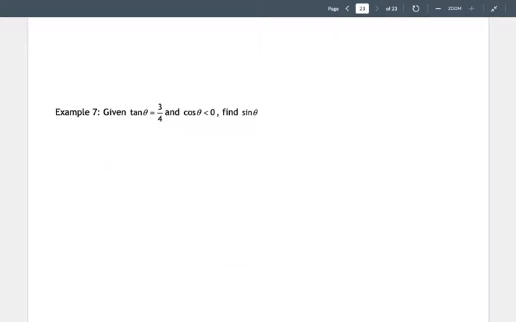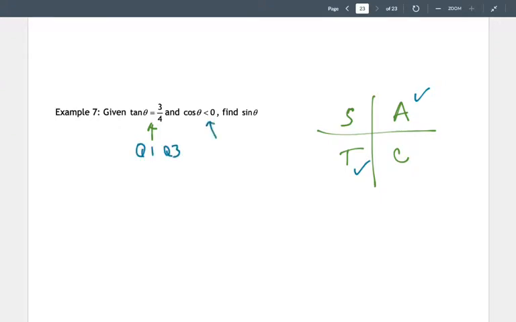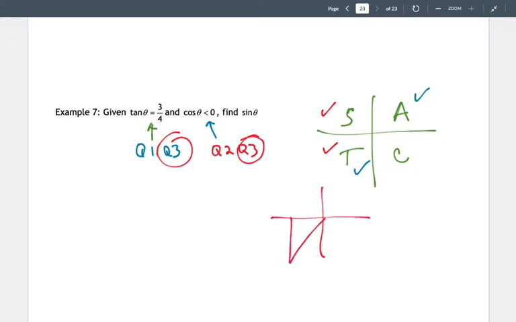All right, last example. I'm going to choose the quadrant where the tangent is positive. Tangent's positive in the first quadrant and the third quadrant, so quadrant 1 and quadrant 3. I also know cosine is negative. It's going to be negative in quadrant 2 and quadrant 3. So the quadrant that meets both criteria is quadrant 3, so that's where I'm going to draw my triangle.